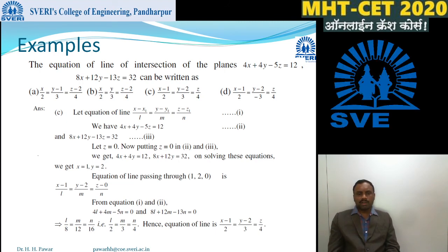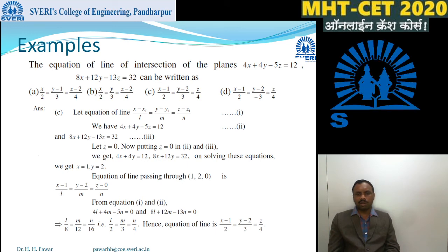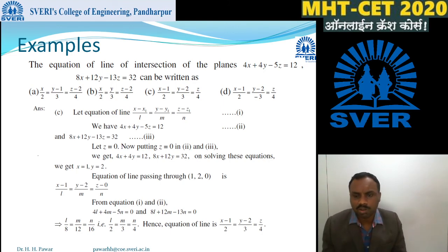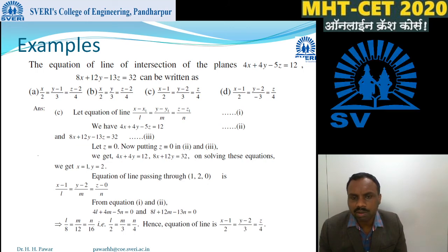So l/8 equal to m/12 equal to n/16, which gives us l/2 equal to m/3 equal to n/4. Hence direction ratios are 2, 3, 4. So the equation of line is (x minus 1)/2 equal to (y minus 2)/3 equal to (z minus 0)/4.